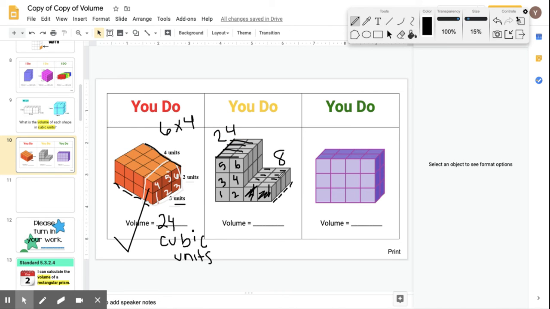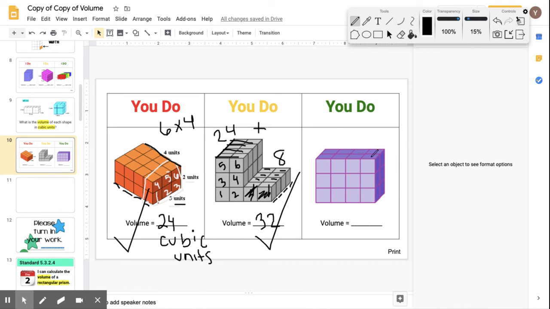Now we're going to add the 2 different shapes together. So 24 plus 8 is 32. They did not give us any measurements, so we're again going to say it's 32 cubic units. So if you have 32 cubic units, you can check that you got it correct.